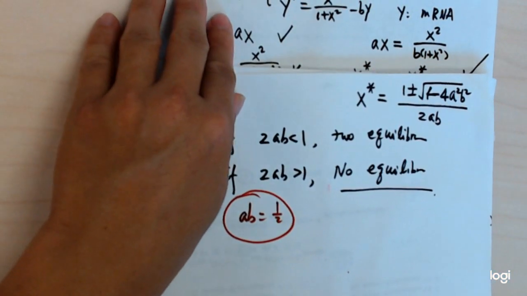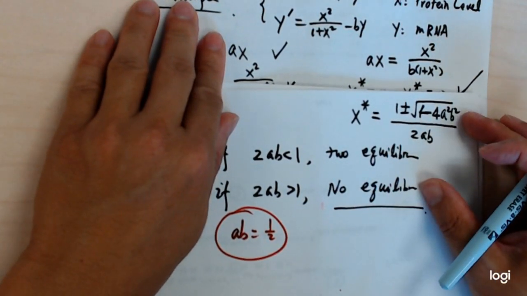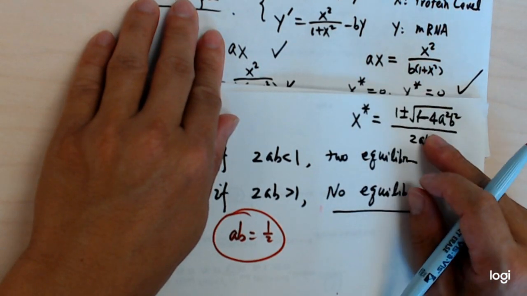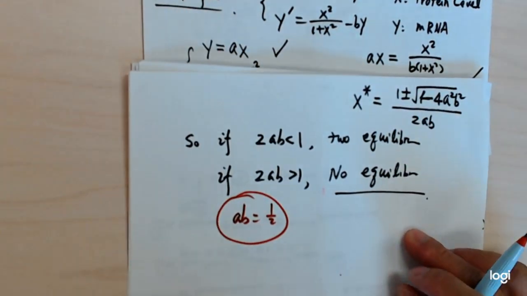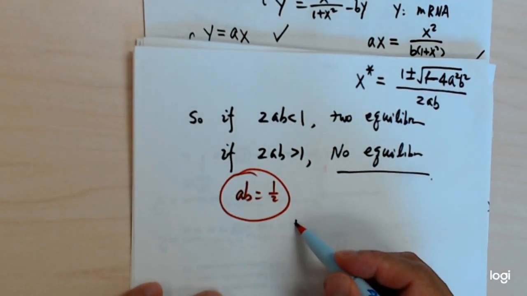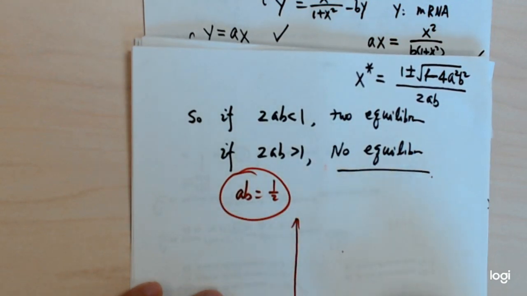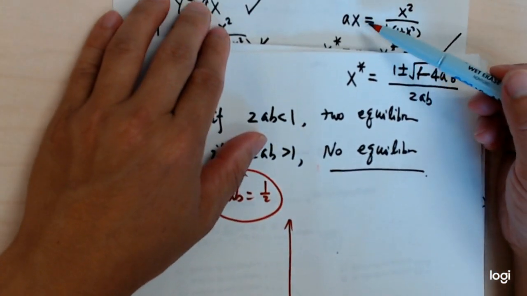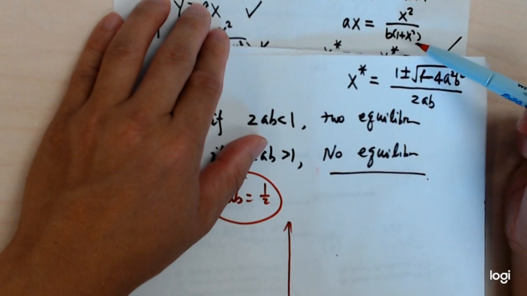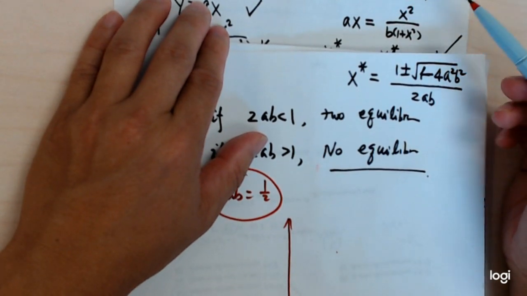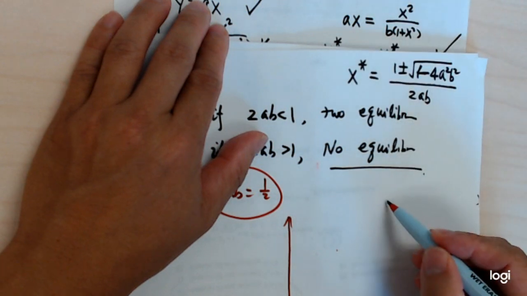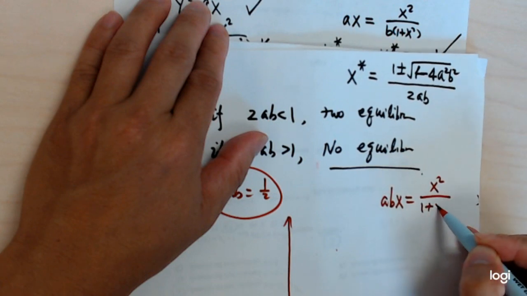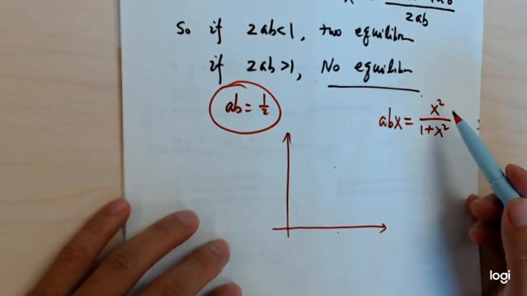Let's take a closer look at the graph here. So this is the algebraic solution. We can actually solve this system and find the formula for equilibriums. I can also look at the graph. Graphically, here's what happens. We're going to be looking at the graph of a straight line ax and x squared over b times 1 plus x squared. Or actually, I can multiply this across and look at the graph of abx equal to x squared over this, because this curve will be fixed.